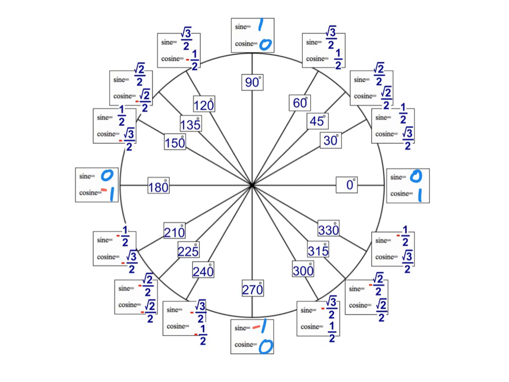Now, sometimes people get thrown off because all of a sudden I was talking about sine and then cosine, but when we talk about coordinates of points, x and then y, in that case, it's cosine comma sine.